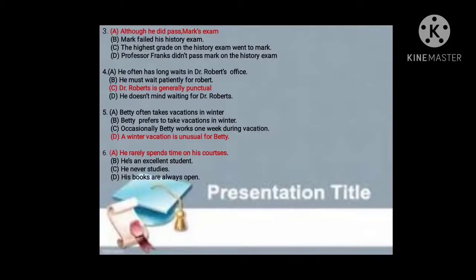Number 4. I can't believe how long we've been here. Dr. Roberts almost never keeps his patients waiting long. What does the man mean?